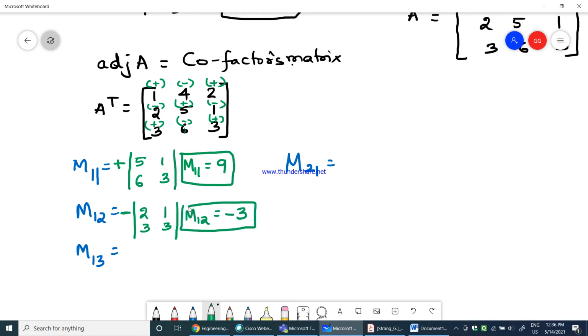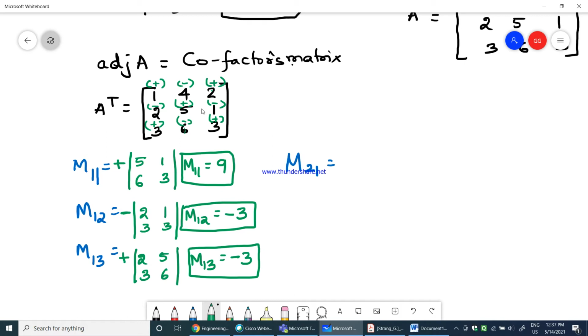This is M12. Coming to M13 with this element, it is plus of the determinant: leave this column and this row, and you are left with 2 5, 3 6. M13 is equal to 6 2s are 12 minus 5 3s are 15, 12 minus 15 is minus 3, and multiplied by this plus symbol, it is minus 3. So we found M11, M12, M13 in terms of the first row.